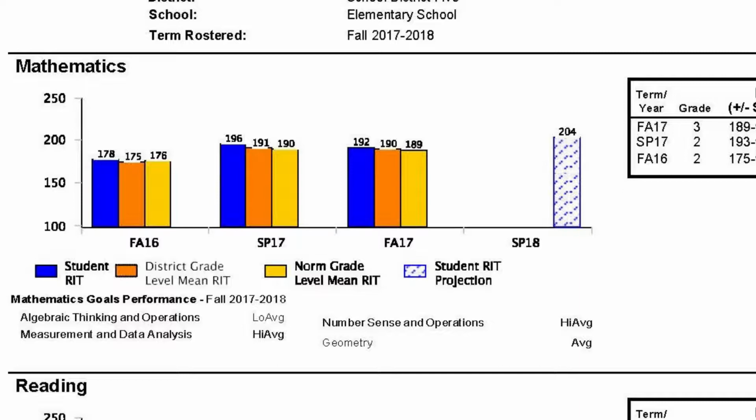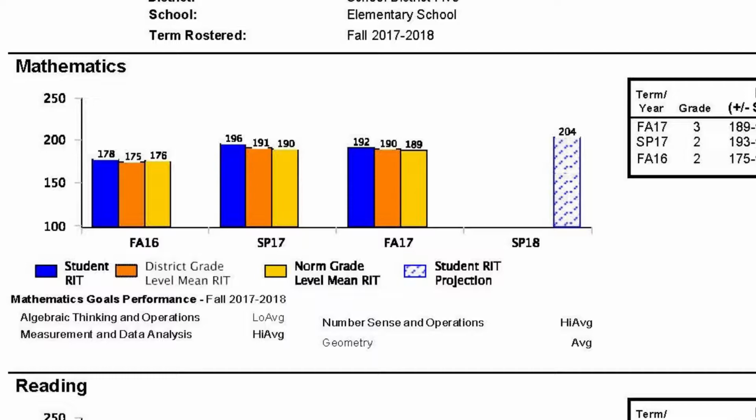The number in the label represents the year. The letter in the label represents the time of year, fall, winter, or spring. For example, SP18 means spring 2018, FA17 means fall 2017, and W17 means winter 2017.